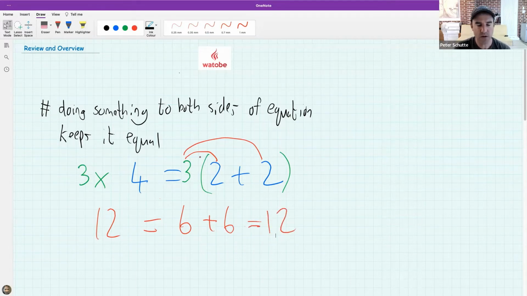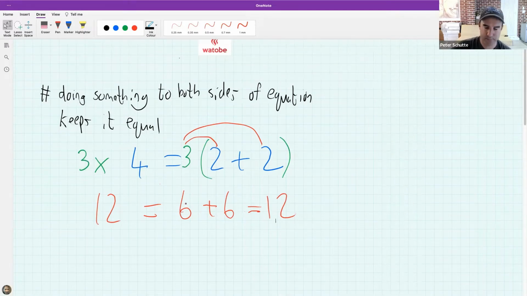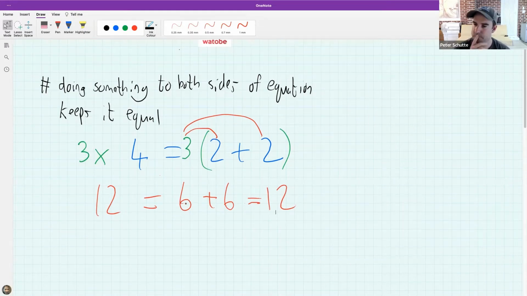So there's one important idea I want to get across. If you do the same thing to both sides, you preserve the equals sign. If you don't do the same thing to both sides, you break it. Give me a thumbs up if you understand that. Give me a thumbs down if you don't understand that. I want to see in the chat how my people are doing. Okay.